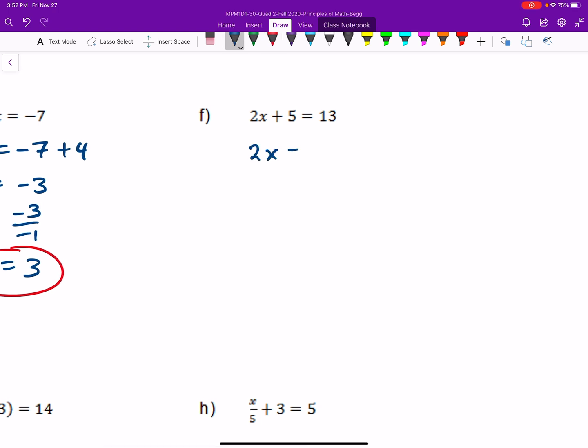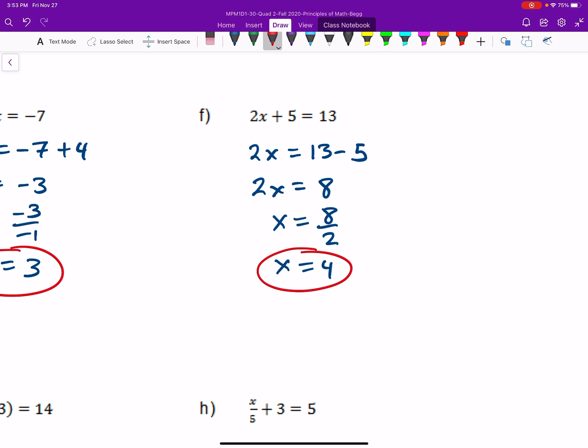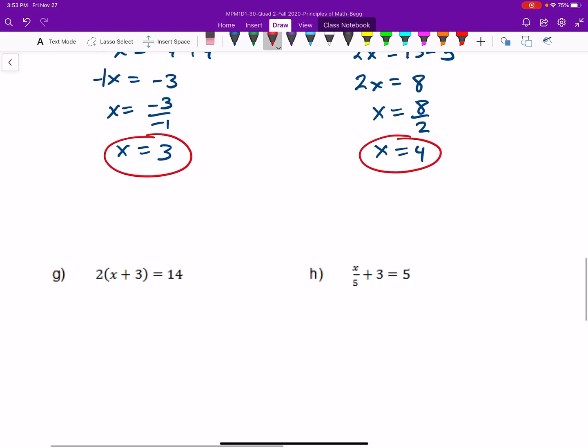First step in this case is to bring the 5 to the other side as a subtraction, simplify, and I've got 2x equals 8. Then I do the opposite of multiplying by 2, and I've got x equals 4. 2 times 4 is 8, plus 5 equals 13 as a check.